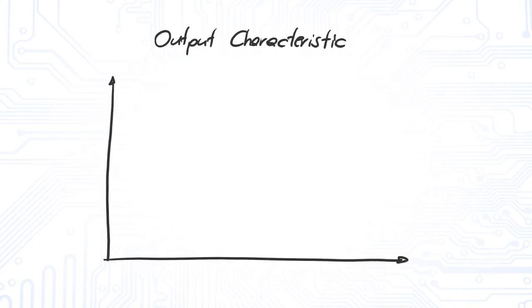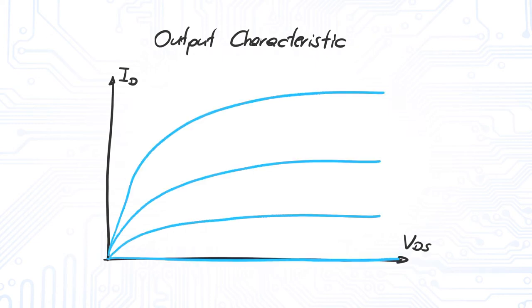The output characteristic shows the relation between the drain source voltage VDS and the drain current ID. Instead of a single line, there are a multitude of characteristics. Which one is active is determined by the gate source voltage VGS.